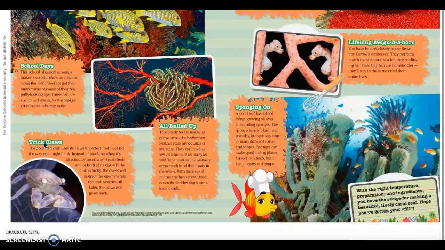School days. This school of ribbon sweetlips makes a colorful show as it swims along the reef. Sweetlips get their funny name because of their big, puffy-looking lips. These fish are also called grunts for the pig-like grunting sound they make.